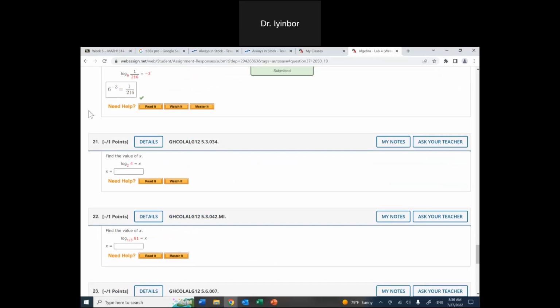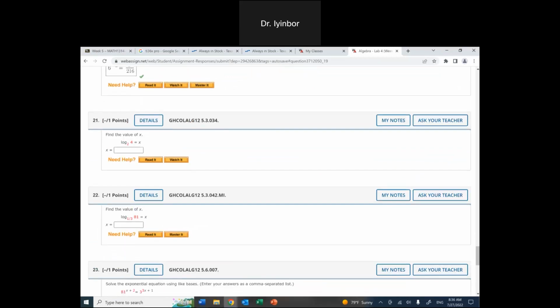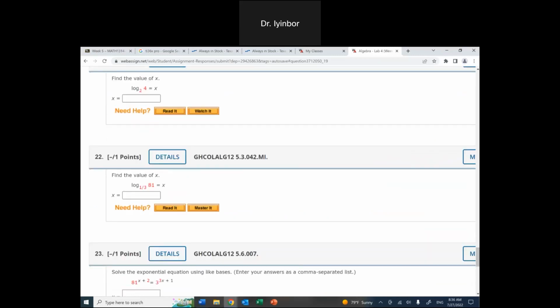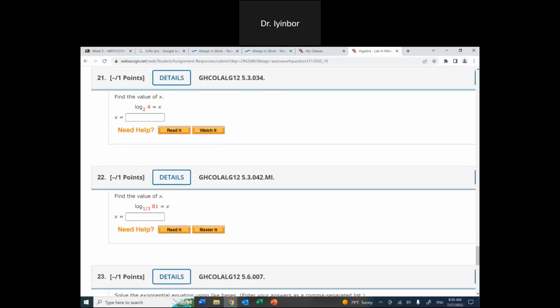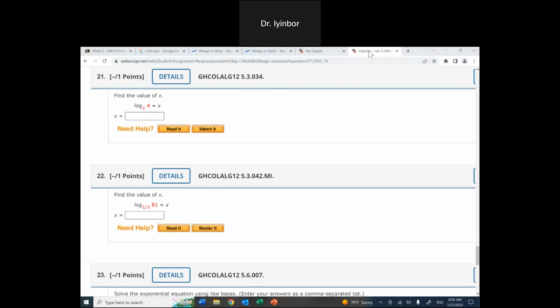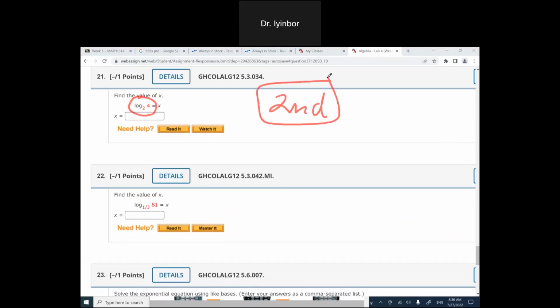Now the next one is the one where you have to find the value of x so you can plug it into your calculator. For this one, you're going to plug this into your calculator to see what x is equal to. So on your calculator, you're going to go to the key below second. So don't press second, just go below second. It says ln and log. So this is what you're going to press.